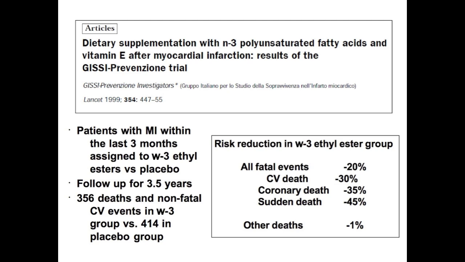These people were followed for 3.5 years, and these are the differences between the omega-3 group and the control group. So these are the percentage reductions in mortality outcomes, okay? So there was a 20% reduction in fatal events with omega-3s compared with placebo, okay? 30% reduction in cardiovascular death, 35% in coronary death, and 45% reduction in sudden death. Other deaths, cancer, road traffic accidents, all of those things were no different between the groups. Okay? All of these were highly statistically significant because the study is so large.